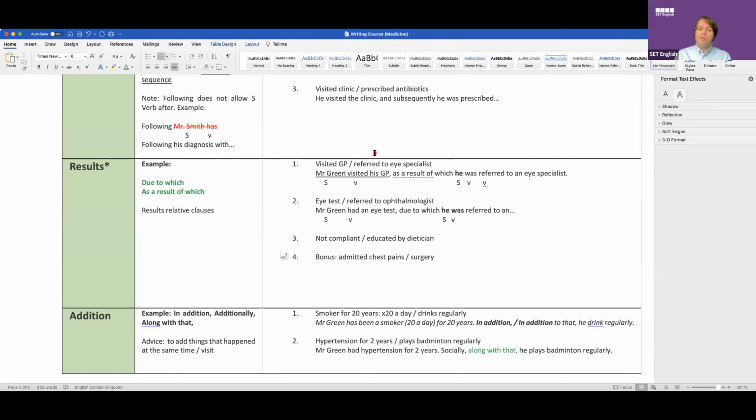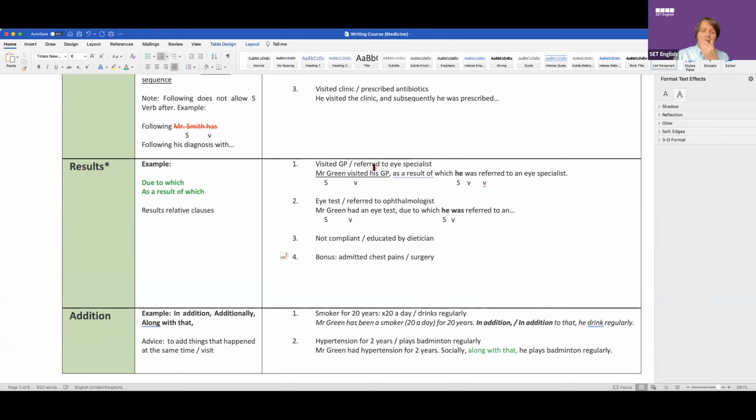So Roshni says, Mr. Green was non-compliant to his dietary regime. So non-compliant with his dietary regime, due to which he was educated by a dietitian. Okay, good, due to which. We've got Oscar here. Mr. Green was not compliant, as a result of which he was educated by a dietitian. Excellent. So you guys move on to number 2.